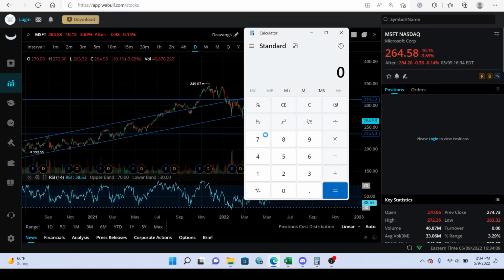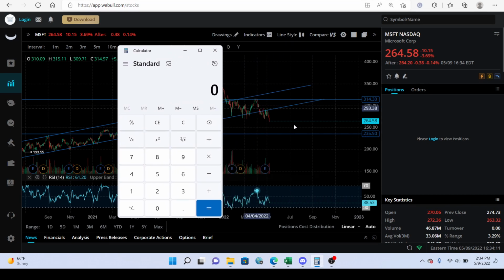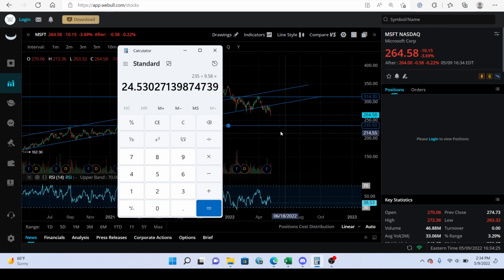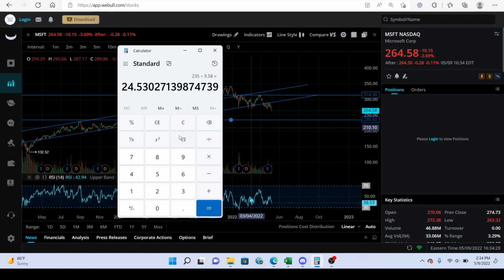So let's do the math. Let's calculate what the PE would be. So 235 divided by $9.58. So right at this price, Microsoft will be trading at 24.5 PE. Now that could still be a little bit expensive. So let's just look at what a 20 PE is for Microsoft. So we'll do 9.58.